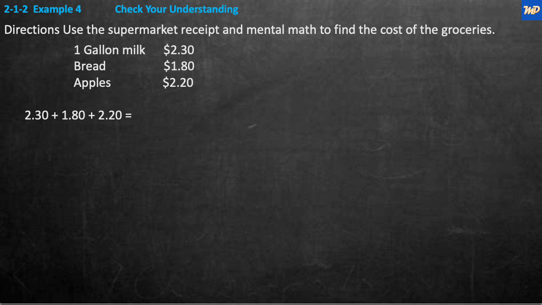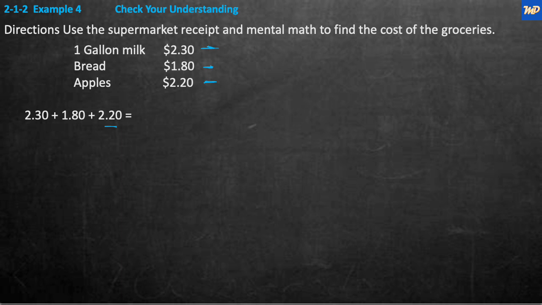So for example 4, we have another check your understanding. So we're going to do it on our own here. So what are we going to do? It says, use the supermarket receipt, that's right there, and mental math to find the cost of the groceries. So we had a gallon of milk for $2.30 right here. Bread for $1.80, and apples for $2.20. So writing the numbers down, $2.30, which is the milk, $1.80 is the bread, and finally $2.20 is the apples.